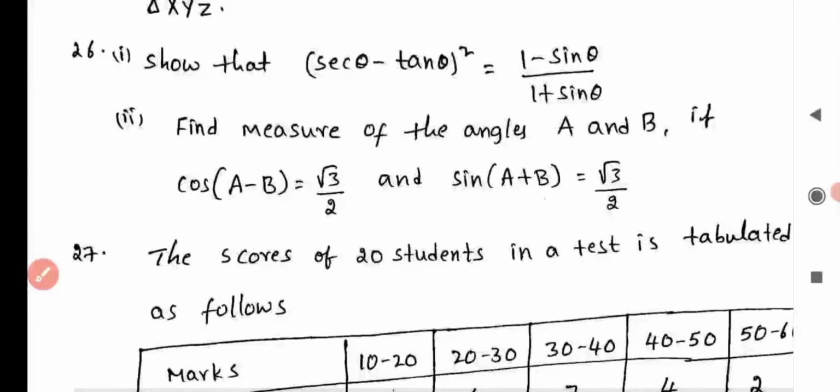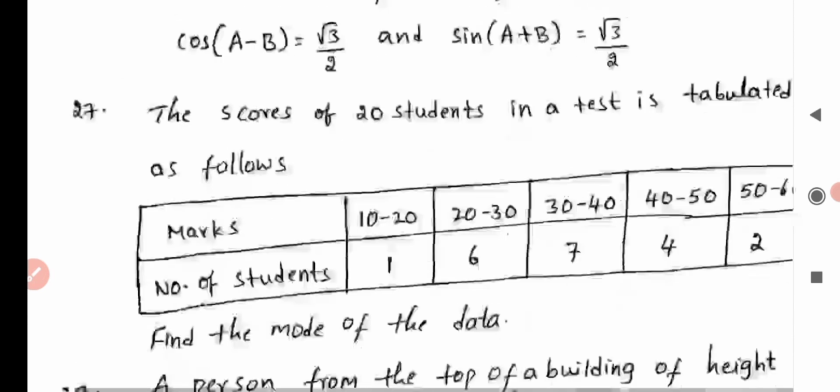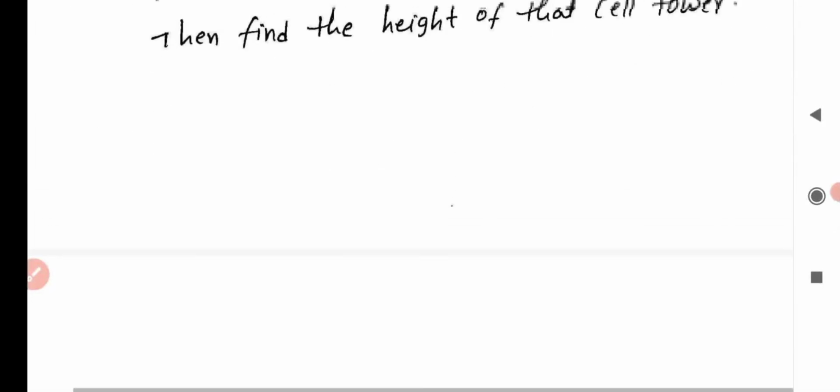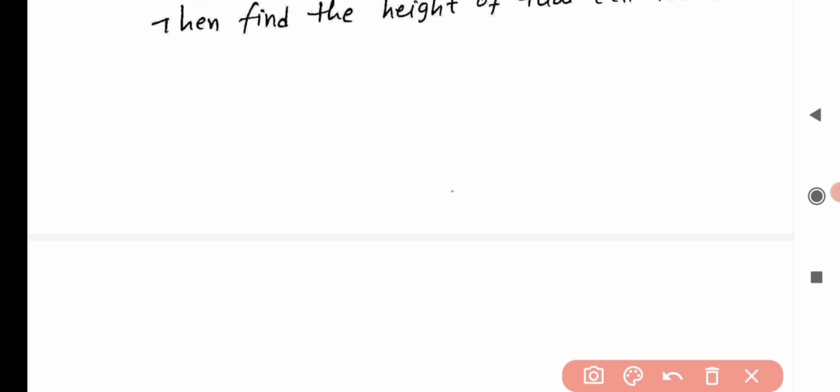Next, show that (sec theta minus tan theta) whole square equals (1 minus sin theta) by (1 plus sin theta). What is the LHS? The LHS is (sec theta minus tan theta) whole square. You prove that it equals (1 minus sin theta) by (1 plus sin theta).